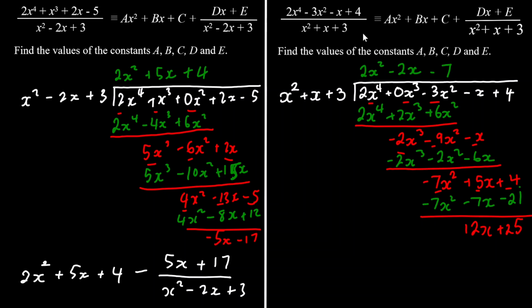So writing it in the right form, the answer from our division is the bit on the outside. So 2x squared minus 2x minus 7. Our remainder becomes the numerator. So 12x plus 25, and the denominator stays the same.